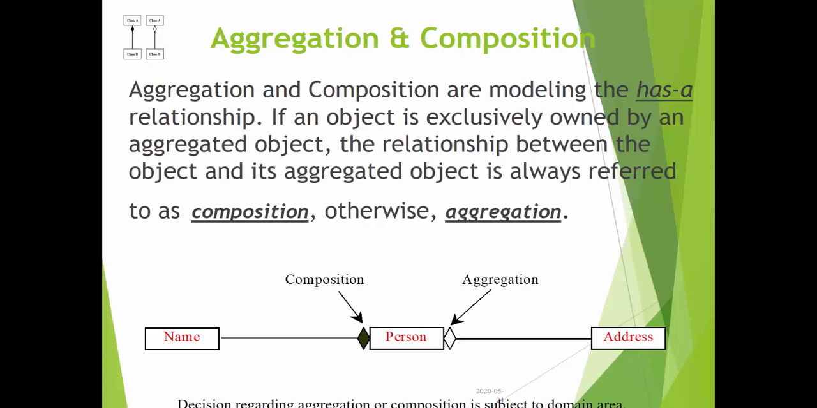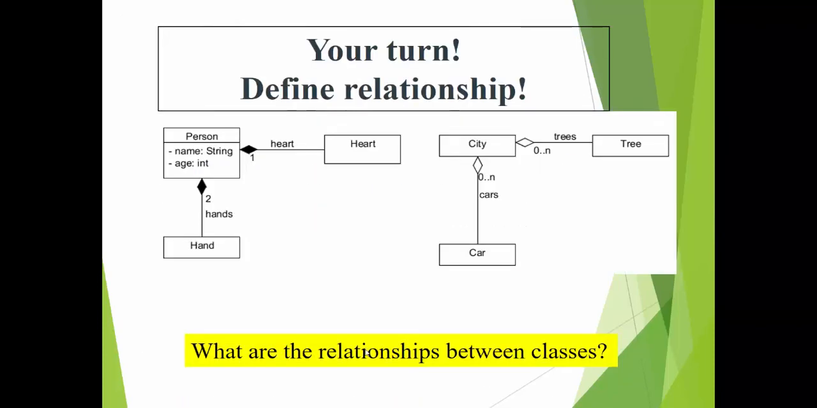The decision regarding aggregation or composition is subject to the domain area. For example, if we believe the person must have an address, it will also be composition. So this is also a question for discussion between white and black diamond.